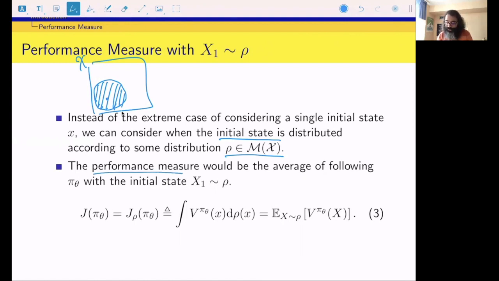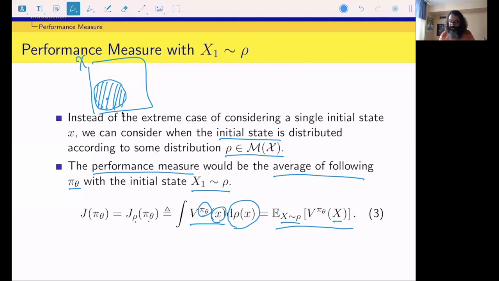And then the performance measure, we define it as the average of following pi theta when its initial state is distributed according to rho. So this is basically saying that we take the value function of that state x, following pi theta, and then we take the average according to distribution rho, which is of course the same as writing the expectation of V of pi theta of x when x is distributed according to rho. And we denote this by J of rho of pi theta.